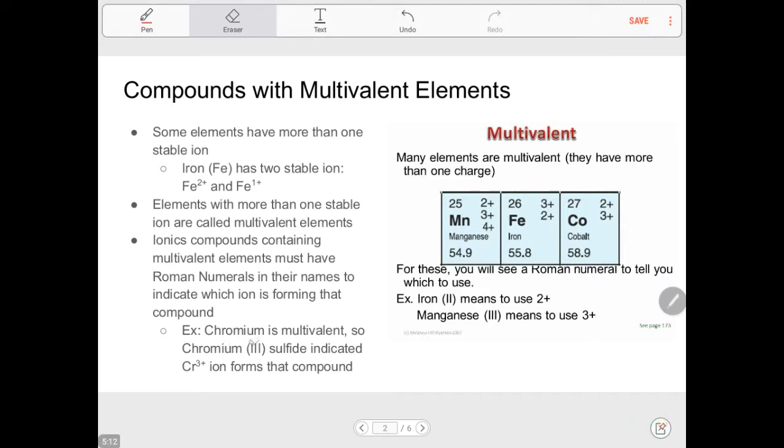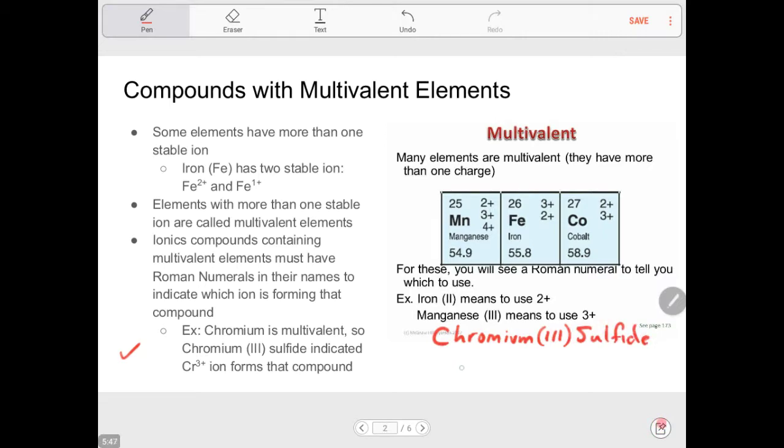It says chromium. Sorry, that didn't write. I'm on eraser. It says chromium is multivalent. So chromium 3 sulfide indicates chromium 3 plus ions form that compound. Interesting. So what they mean by that is, if you see chromium and they have the Roman numeral 3, what does that mean is going on?